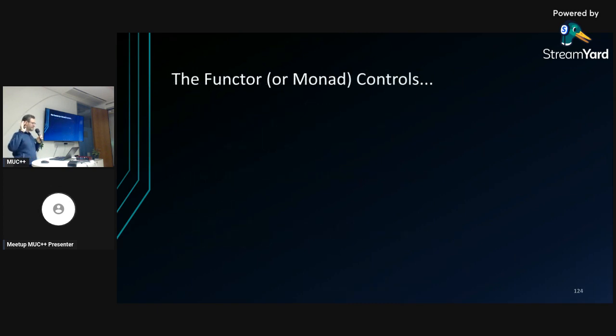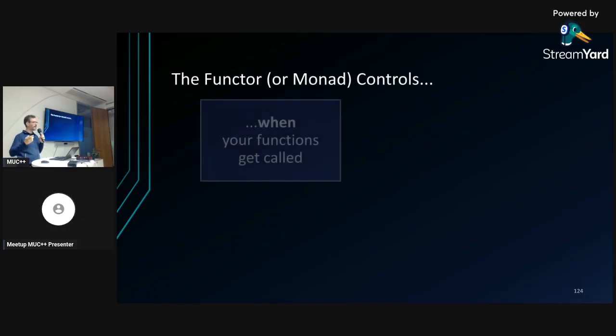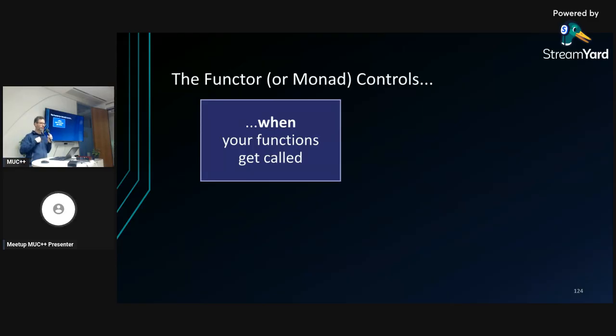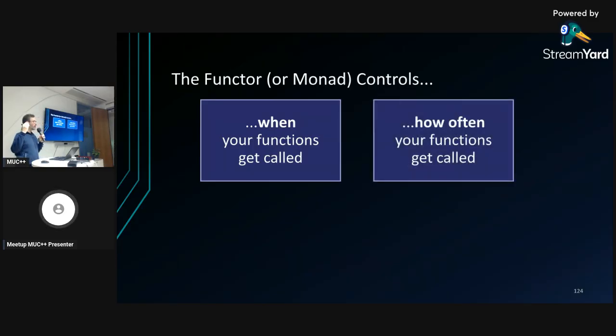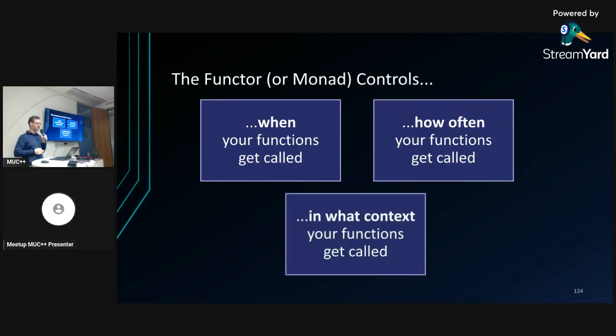This is just one example from std::ranges views, but in general, we have to be aware that functors and monads control when our functions get called, how often our functions get called, and in what context our functions get called.